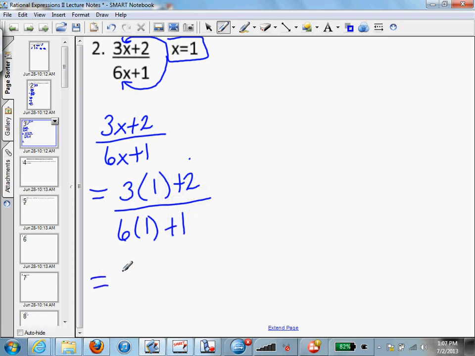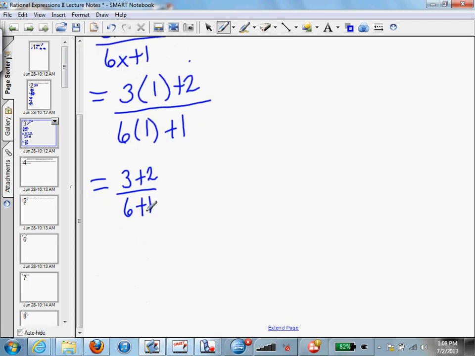So going through and simplifying on top, we have 3 times 1 is 3, plus 2, divided by 6 times 1 is 6, plus 1 on the bottom. So we're left with on top 3 plus 2 is 5, over 6 plus 1 is 7. So 5/7 is the answer for that rational expression.